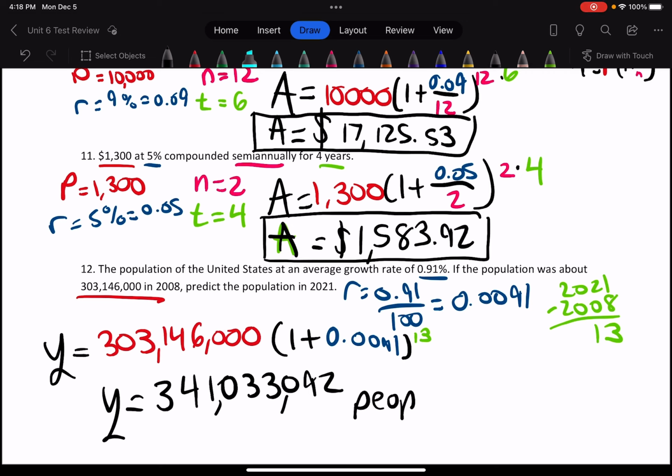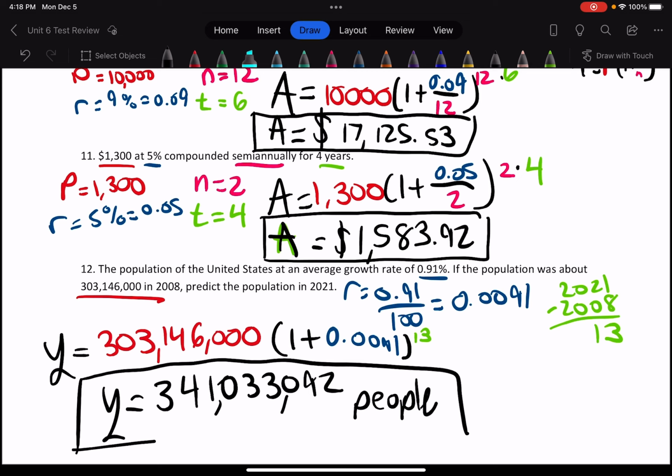So therefore, the approximate population of the U.S. in 2021 is 341 million people. All right, guys, you are now prepared for this test.